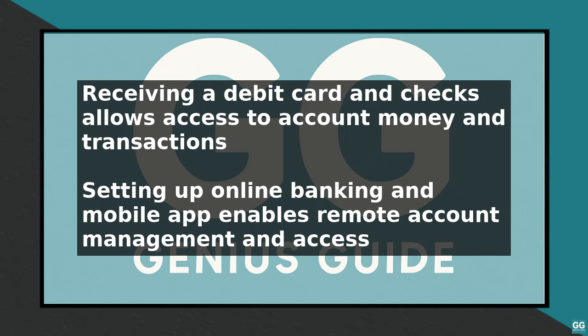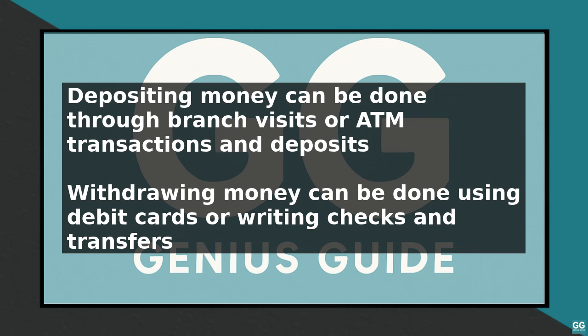It's also important to keep track of your account activity and balance. You can do this by checking your account online, using the mobile app, or receiving paper statements. To avoid overdrafts, make sure to keep enough money in your account to cover your transactions. You can also set up overdraft protection, which transfers money from a linked account to cover any overdrafts.